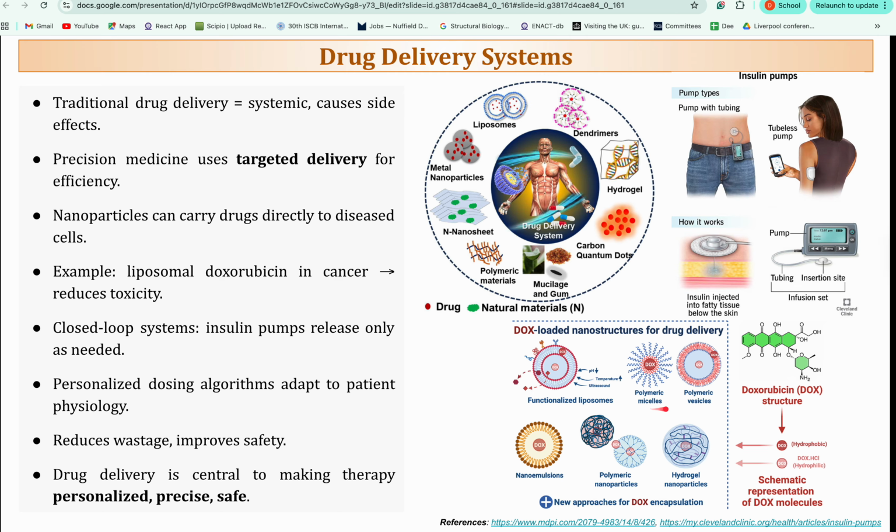Similarly, polymeric micelles can also be used for drug delivery. Polymeric vesicles can be used. Then nano emulsions, polymeric nanoparticles, and hydrogel nanoparticles can be used. These are some of the new approaches in which the drugs could be encapsulated and administered into the body. So these act as the drug delivery agents. This is the structure of doxorubicin, and this doxorubicin is hydrophobic in nature, and DoxHCl is hydrophilic. So these are two types of Dox molecules.